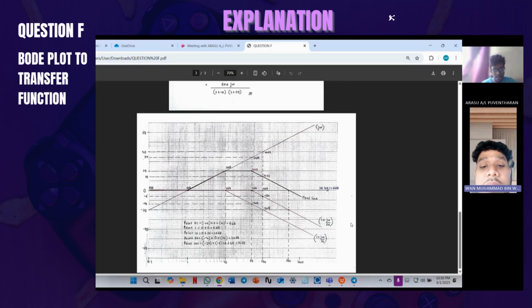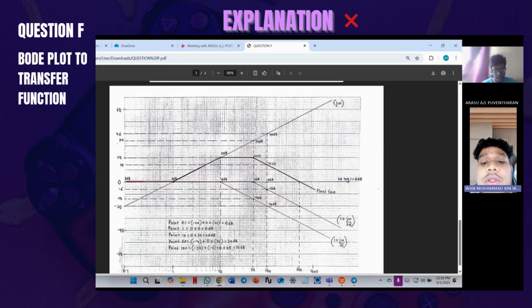All right. In summary, by analyzing the slopes and corner frequencies in the Bode plot, we identify a zero at the origin and two poles at 10 and 50 radians per second. From that, we successfully construct the full transfer function of the system. So we calculate and we can get this Bode plot. This Bode plot tallies with the question, so our calculation is correct, right, Arasu? Yes. So that's from us.